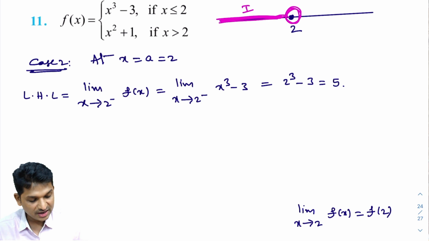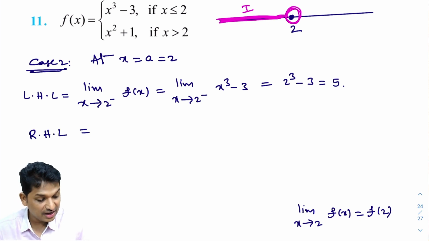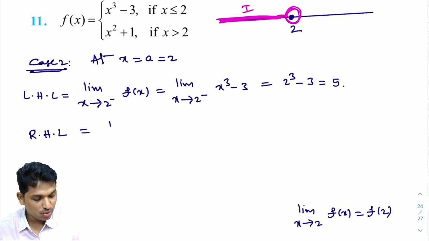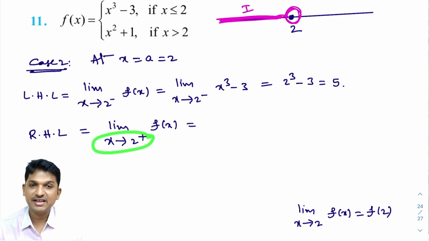Right? So what will I do here? I need to calculate the right hand limit. I decided to calculate the left hand limit as well as the right hand limit, so I am calculating the right hand limit now. What is the right hand limit? Limit x approaches 2 from the right of f of x. X approaches 2 from the right means all x values are greater than 2.